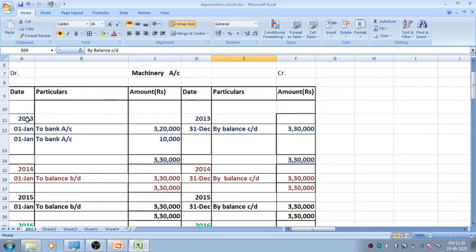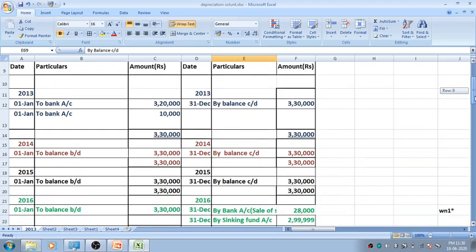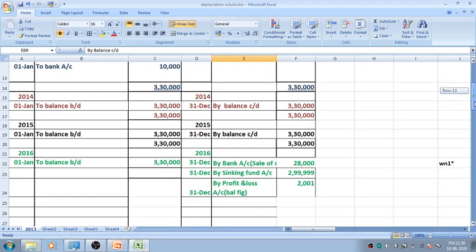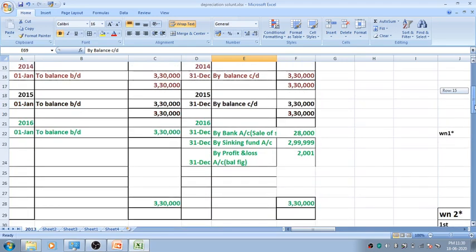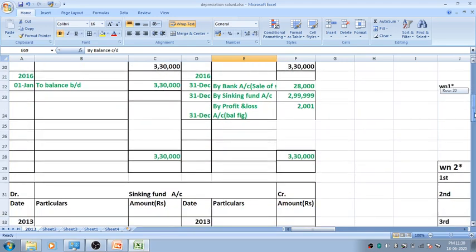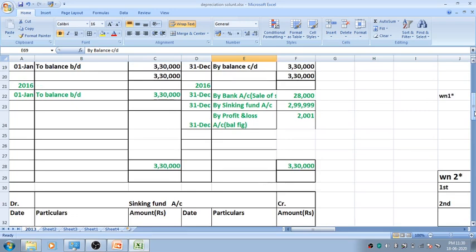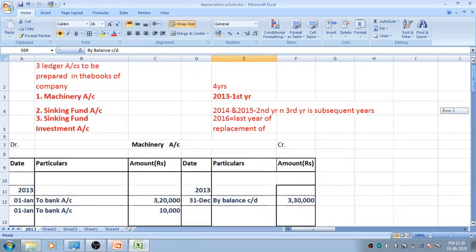In 2013, all entries are passed in blue color. They are all to be written in the sequence. So first year, second year, third year and fourth year. Year-wise, you are supposed to write the entries in the all three major accounts and close it accordingly. After closing, now the next step is to open the account for the next year.